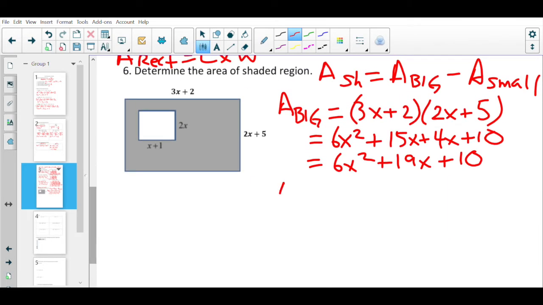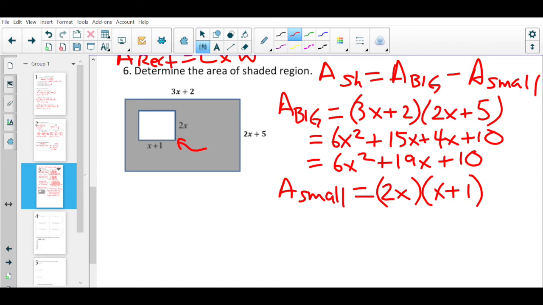What's the area of the small rectangle? And again, it's length times width. So look at the small rectangle here. That's 2x times x plus 1, length times width. Okay, this time we're just distributing one monomial across a binomial, and that is 2x squared plus 2x.